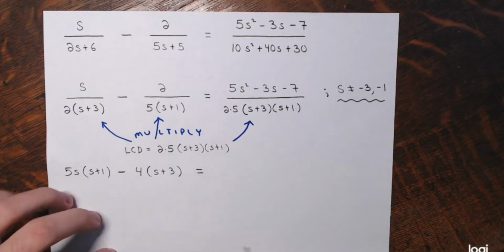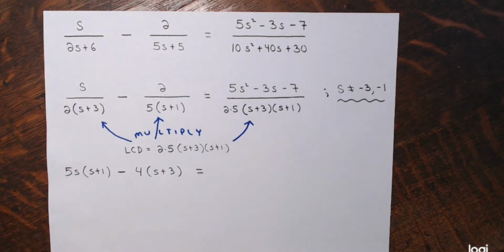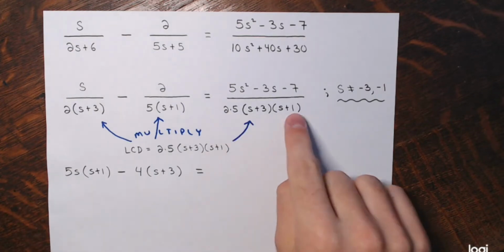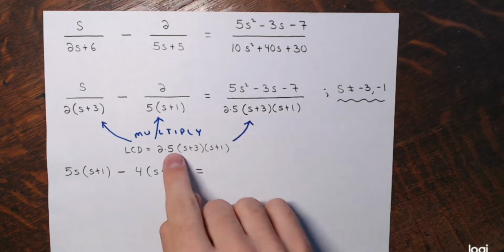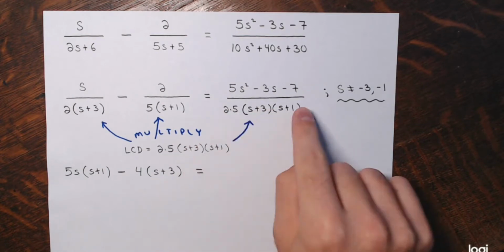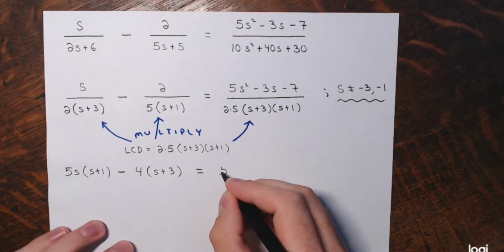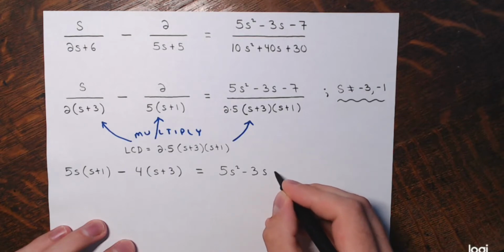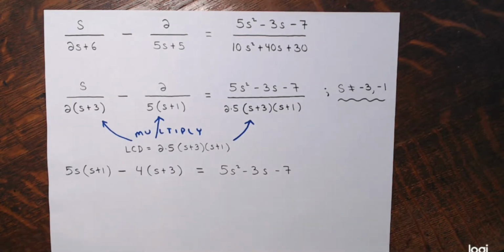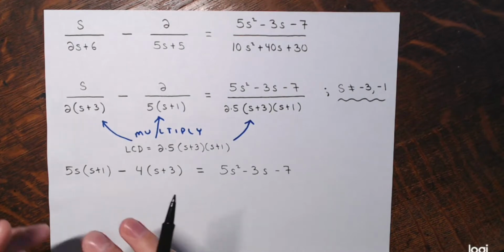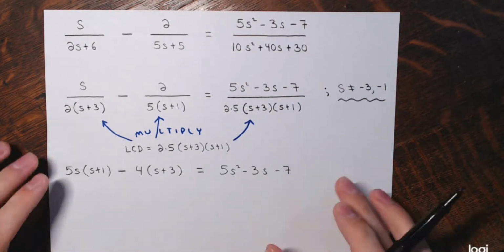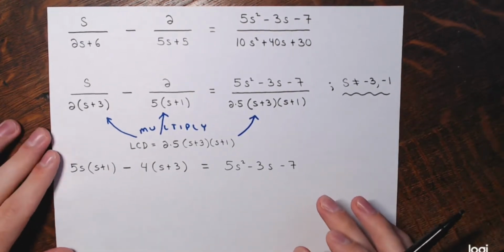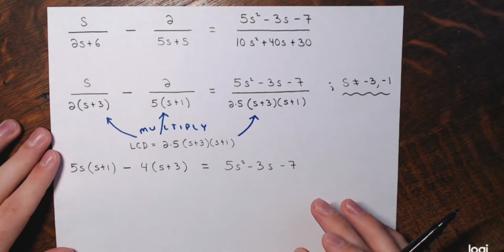And the right side's even easier, because everything would cancel. You see the entire denominator on the right side is the LCD. So everything cancels, and I'm left with just the numerator, 5s squared minus 3s minus 7. So now we have a nice polynomial equation, no more fractions. I'll simplify, get everything to one side, 0 on the other, and we try factoring and all that. And then, of course, check our solutions.